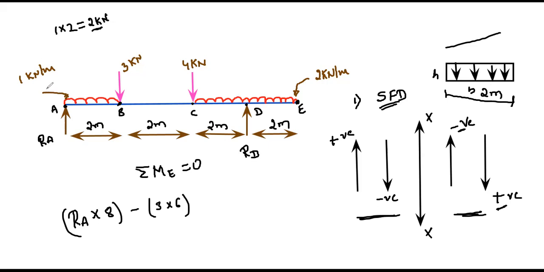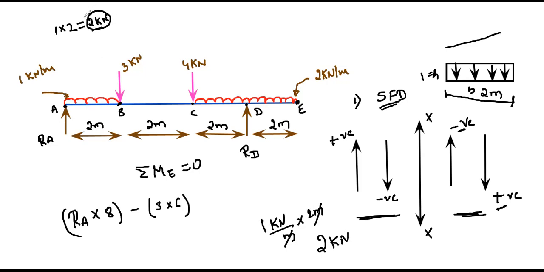If you multiply this, the height is 1 kilonewton per meter and the length is 2 meters. So I can write here 1 kilonewton per meter into 2 meters. The meters cancel, so 2 kilonewton will be the load intensity. In other words, this UDL has been converted into a point load of 2 kilonewton.